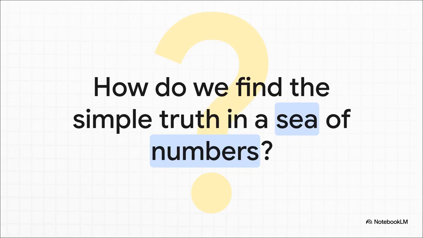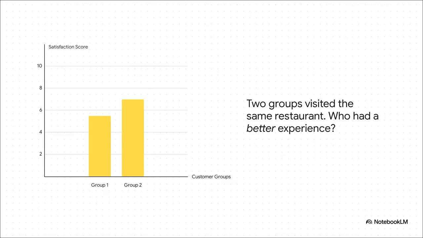So, this is the big question, right? How do we cut through all that clutter and find what's really going on? To figure that out, let's start with a little mystery. All right, take a look at this. We've got satisfaction scores from two different groups who went to the exact same restaurant. Now, just by glancing at it, you'd probably think group 2 had a way better time, wouldn't you? But what if the data is hiding the real story? To find it, we need to build our toolkit.